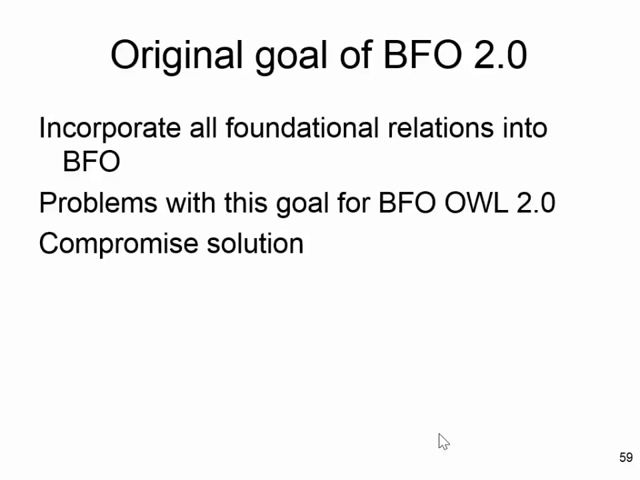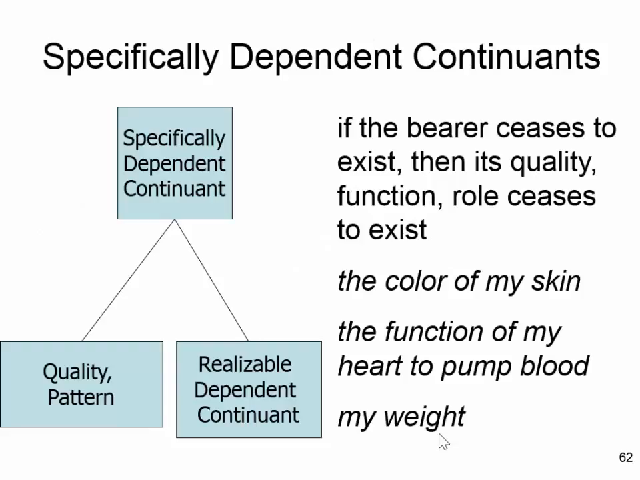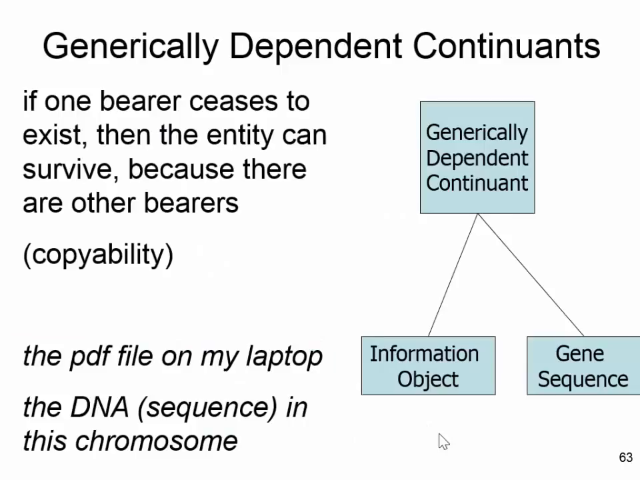All right, so we've seen that there are specifically dependent continuants, qualities on the one hand, functions, roles, dispositions on the other hand. Now we need to introduce generically dependent continuants. Specifically dependent continuants are clear. Your headache is specifically dependent upon you. But we know that there are dependent continuants which can be migrated from one bearer to another.